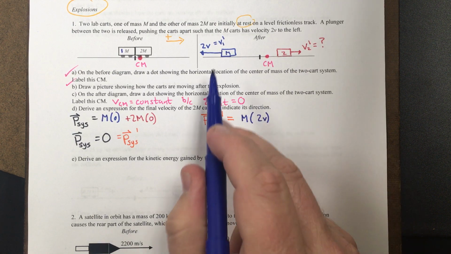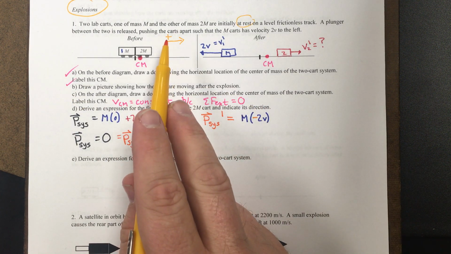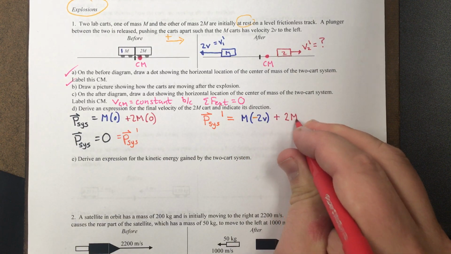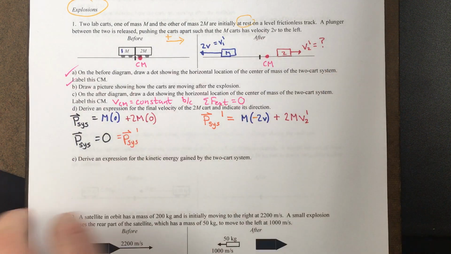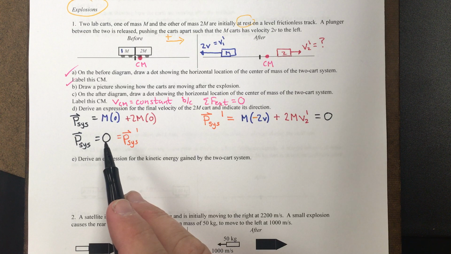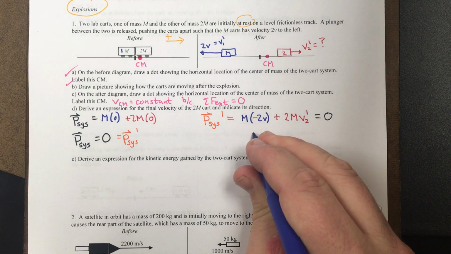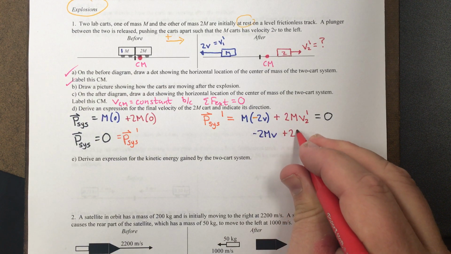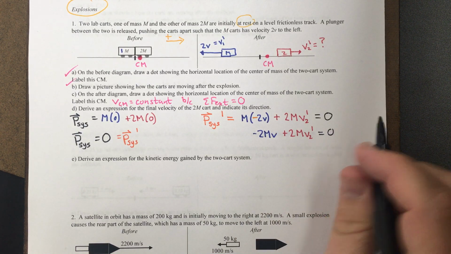m times 2v, so momentum of the blue cart. Remember to make that negative because it's moving to the left, and I define right to be my positive direction, plus 2m, that's the mass of this one, times v2 prime, which is my unknown, that's what I'm looking for, and all that has to add up to 0 because that's the momentum of the system, and the momentum of the system is conserved. So simplifying this a little bit, that'd be negative 2mv plus 2mv2 prime, which is what I'm looking for, has to equal 0.